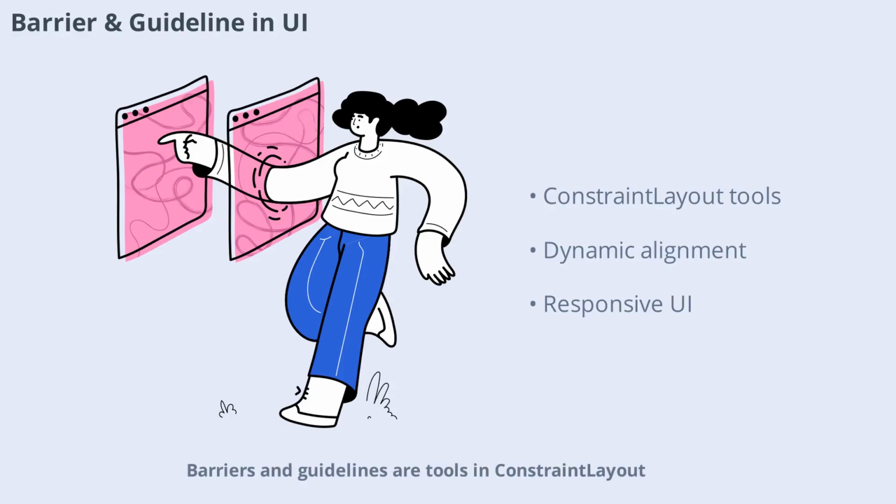Barriers and guidelines are tools in constraint layout that help you create flexible and adaptive UIs. Interviewers may ask how to use them to align views dynamically. Understanding these layout constraints will help you build responsive interfaces that look great on all devices.